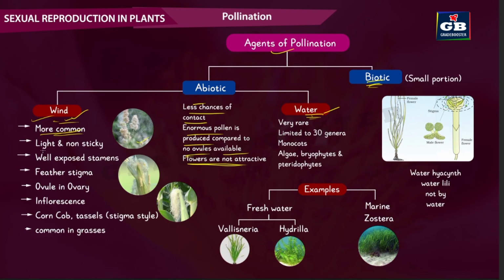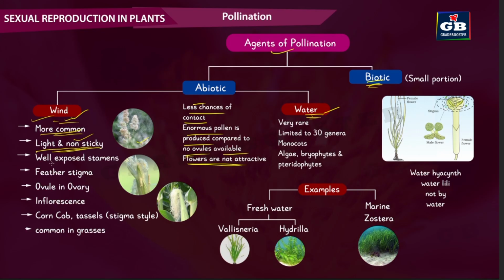And here, the pollen grains are light and non-sticky. Why are they light? Because they should be easily carried away by the wind. If they are heavy, due to gravity, they cannot be carried to long distances. And they are non-sticky. If they are sticky, they stick to the surfaces. They cannot be taken to the stigma. They cannot be carried by the wind if they are sticky. So they are non-sticky and light.